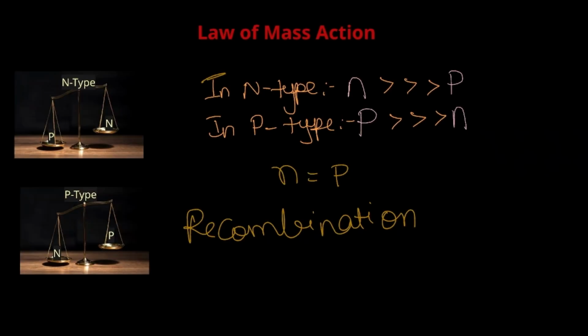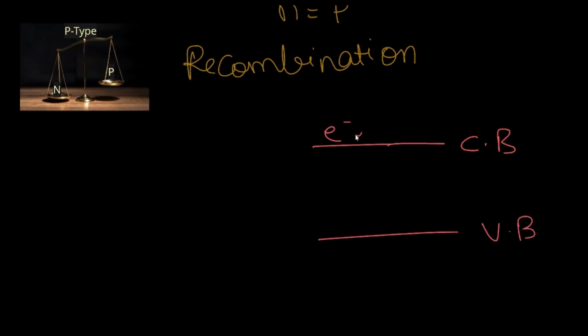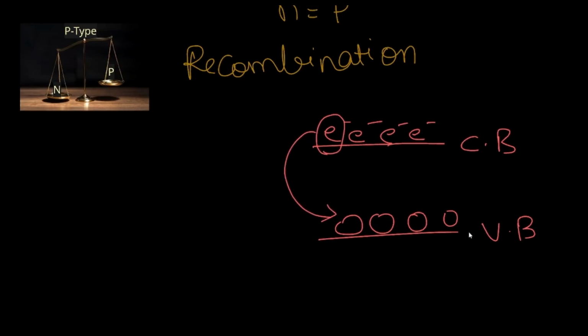If we see recombination in terms of n-type material, let's suppose we have a conduction band here and a valence band here. We have way too many excess electrons. So there are excess electrons in the conduction band which are free to move, and we have holes in the valence band. The electrons present in the conduction band lose energy and come to the least energy state, which is the valence band.